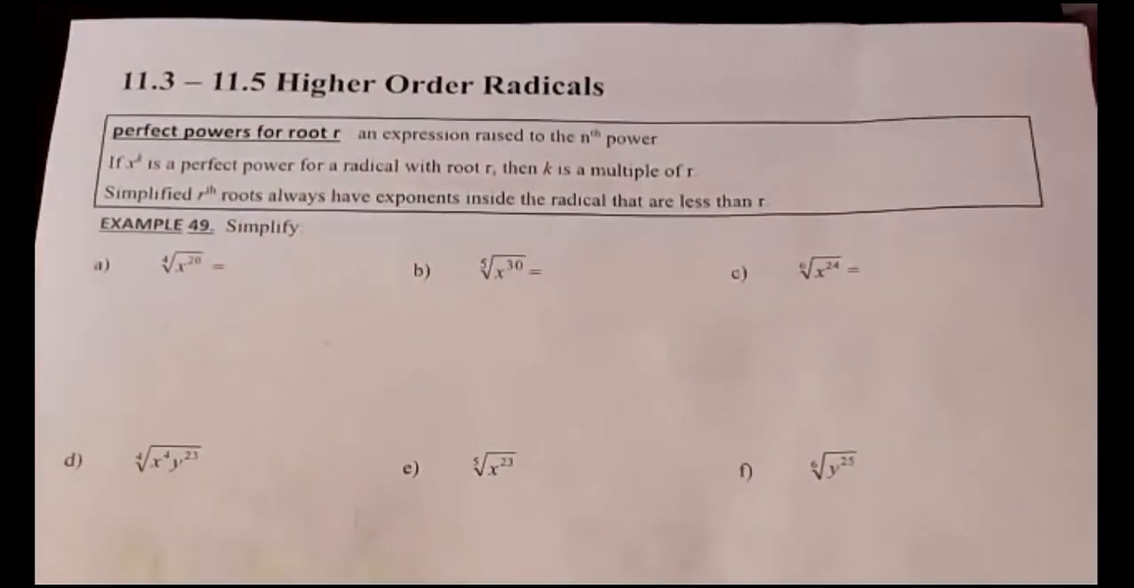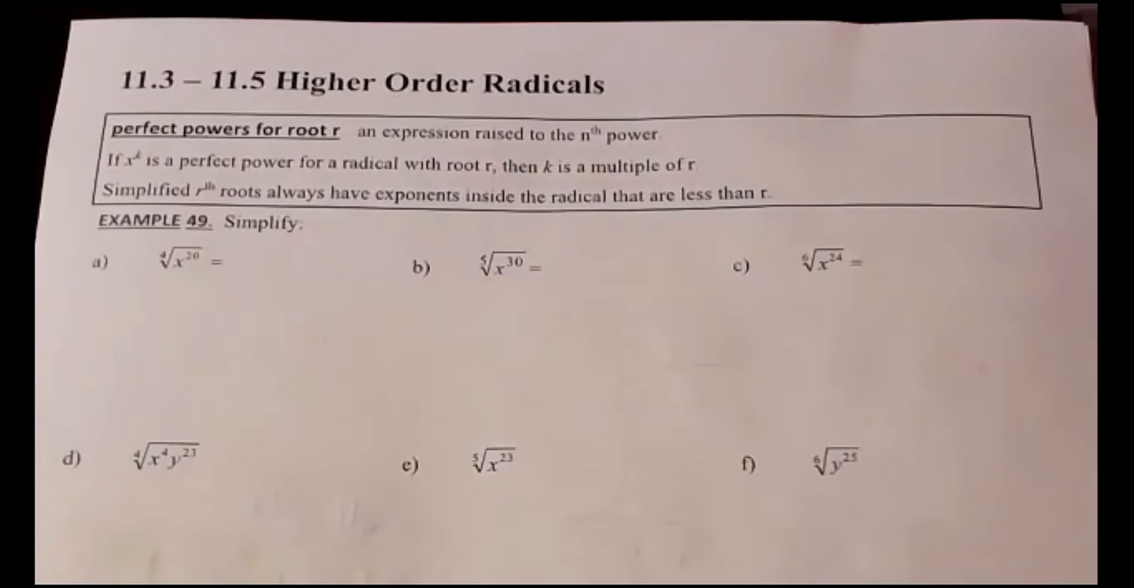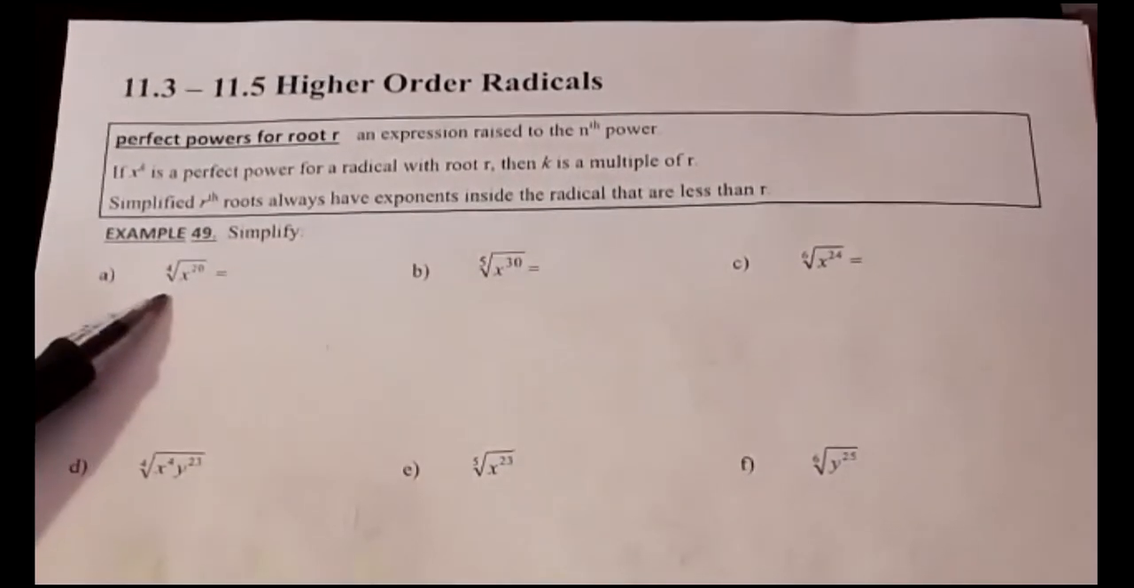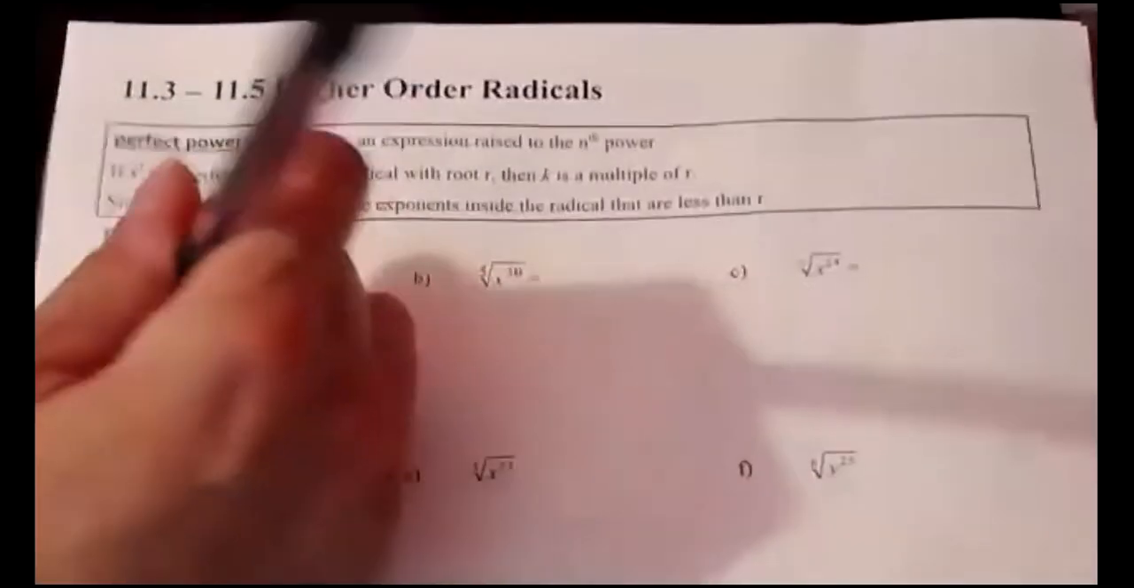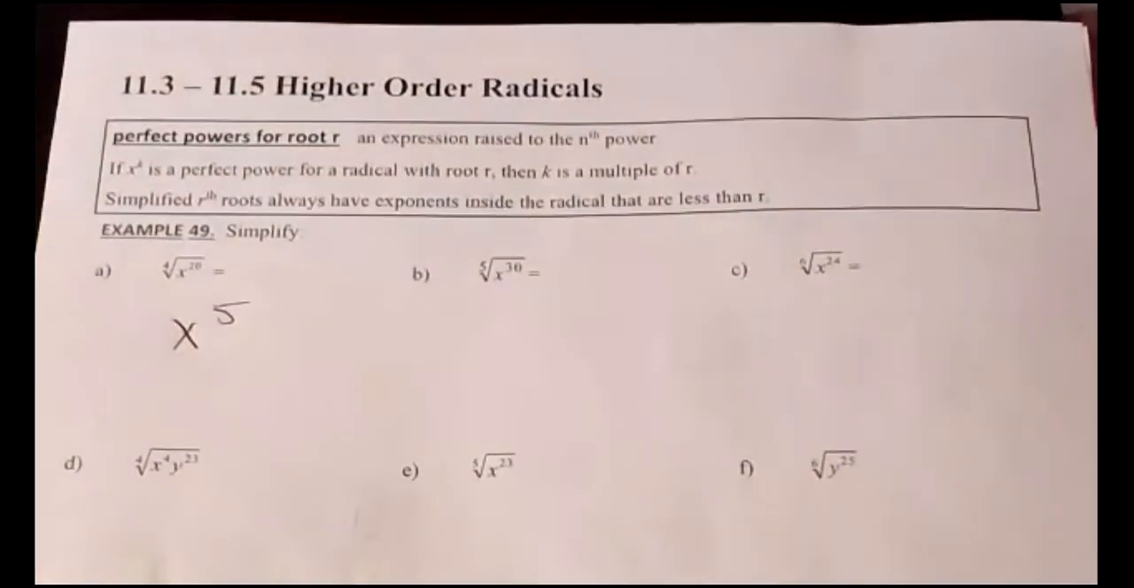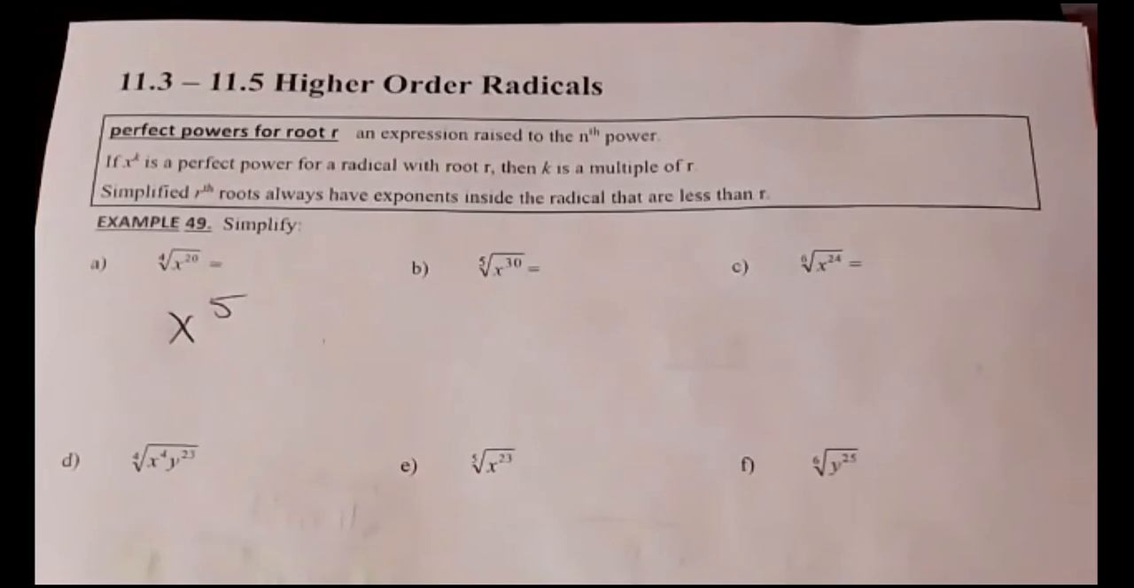Now, this is a page I actually don't want to do, but I would like to show you a couple just because I know you could do them. So for instance, what's the 4th root of x to the 20th? You know how to do this. X to the 5th. Done. How'd you get x to the 5th? Because what did you do? 20 divided by 4. Yes, score.